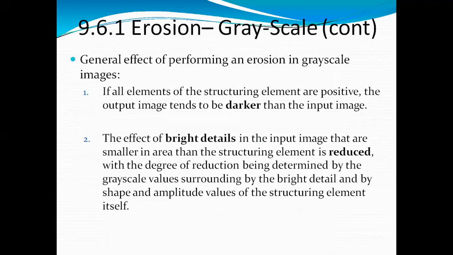Now the general effect of performing an erosion on grayscale images: if all the values of the structuring element are positive, the output image tends to be darker than the input image. The effect on bright details in the input image is that they become smaller in area, so the bright detail is reduced. The degree of reduction is determined by the grayscale values surrounding the bright detail and by the shape and amplitude values of the structuring element itself.